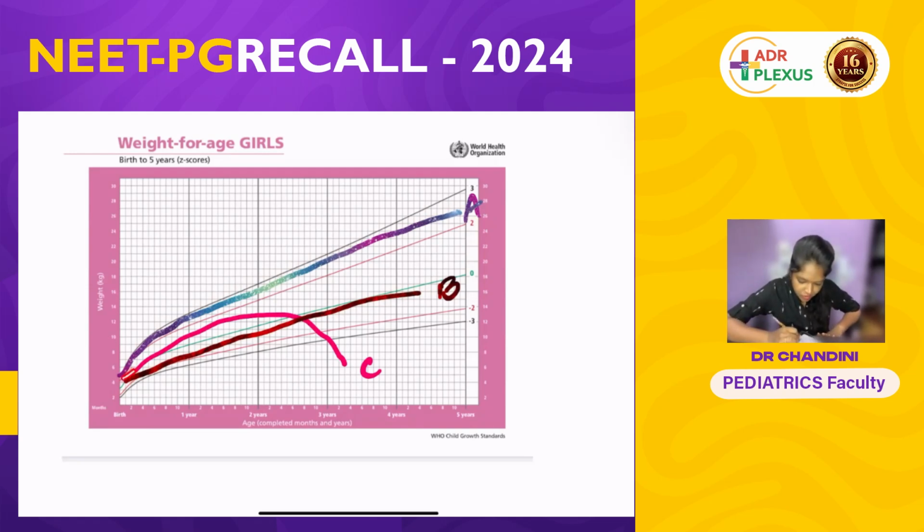But look at C. It was normal up till a period of time and then there is a dip in the growth. Okay. So this changing of percentiles is what is called as retardation or failure to thrive. So if such a graph is given, C would be the answer for that question.